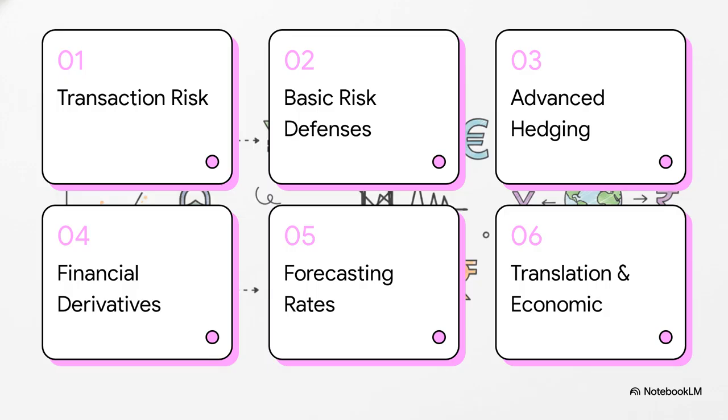Here's our roadmap for today. We'll be looking at 1. The threat of transaction risk. 2. Basic currency risk defenses. 3. Advanced hedging with forwards and markets. 4. Hedging with financial derivatives. 5. Forecasting future exchange rates. And finally, 6. Translation and economic risks.